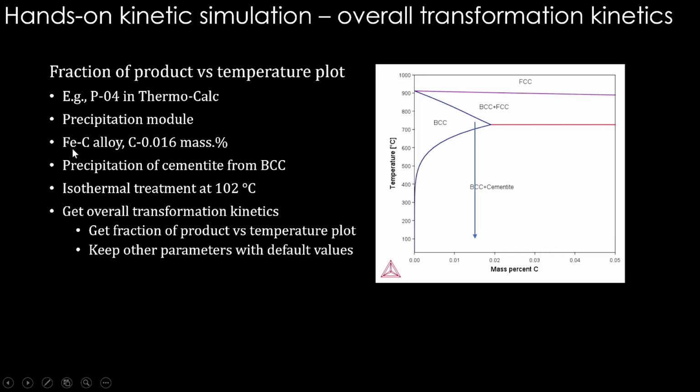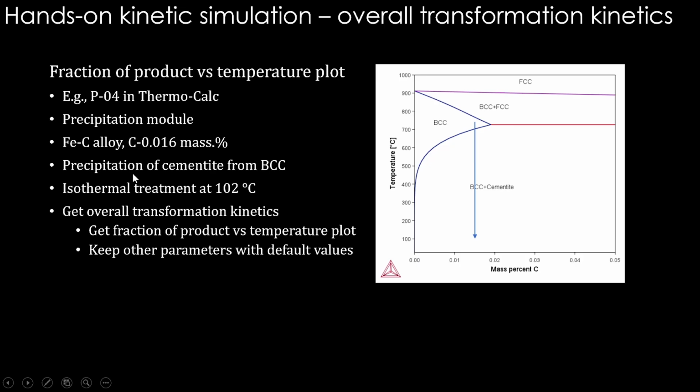Then in this particular alloy, an iron-carbon alloy with carbon 0.016 mass percent, very little carbon. This is the alloy, so the overall composition is here. This is the 0.016 mass percent. So this is the iron-carbon phase diagram at this extreme left end. The maximum carbon itself is 0.05, and it is plotted up to 1000 degrees Celsius.